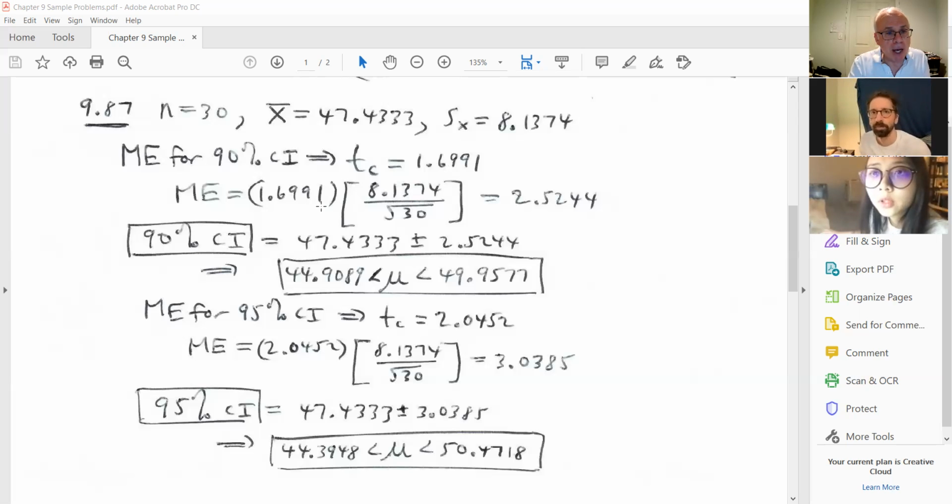You multiply that times your sample standard deviation, 8.1374, divided by the square root of 30, the square root of the sample size, and you should get a margin of error of approximately 2.5244. And then that's what you add to and subtract from the sample mean of 47.4333. And you end up with these two endpoints for your 90% confidence interval.